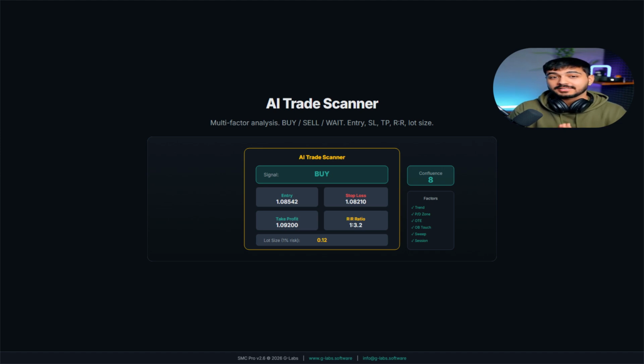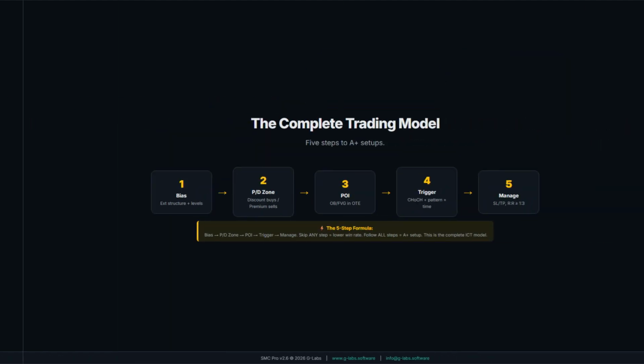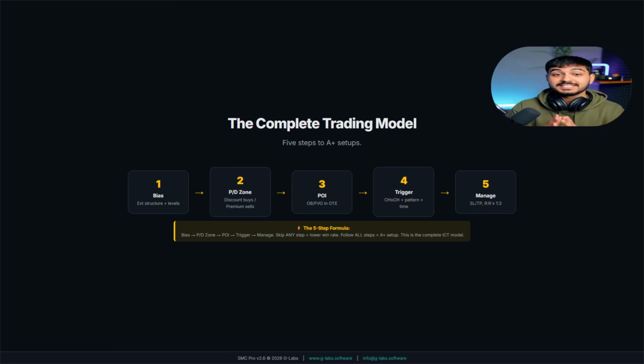The backtest button tests the OTE strategy on the last 50 swings. The complete trading workflow. Step 1. Bias. Check the MTF dashboard. What's the trend? Step 2. Premium discount. Are you in the right zone? Buy discount, sell premium.